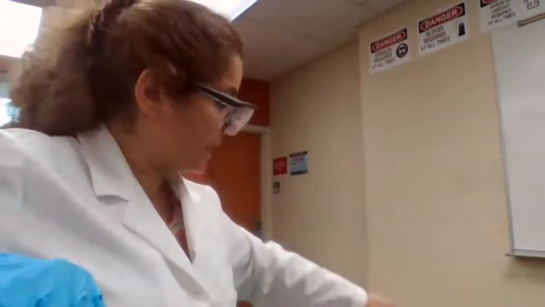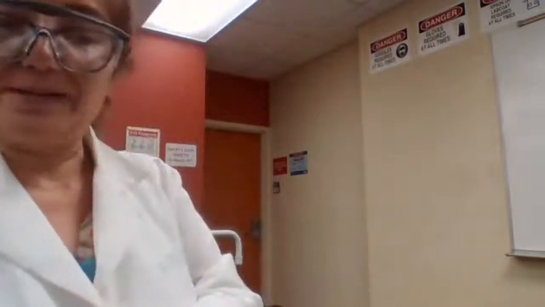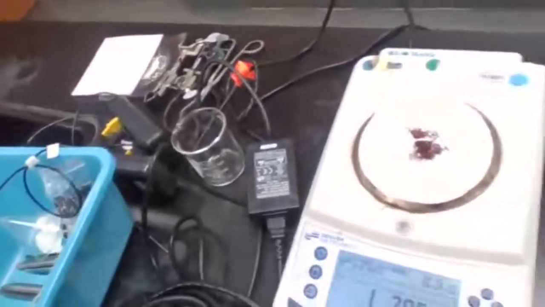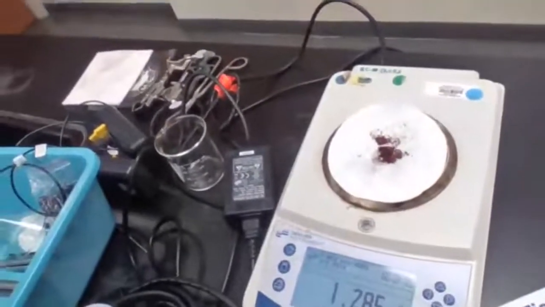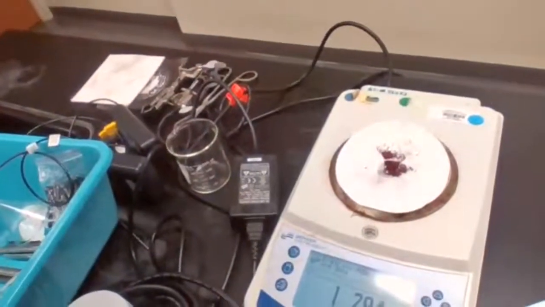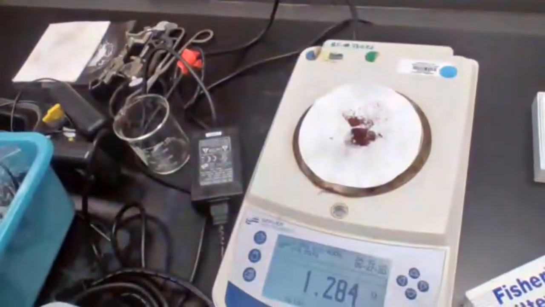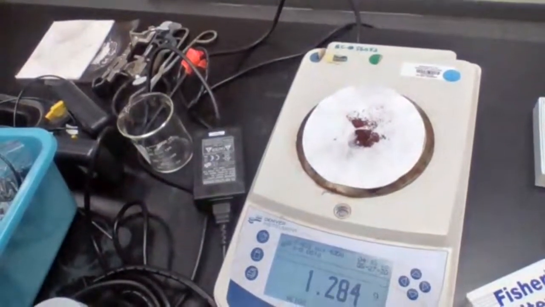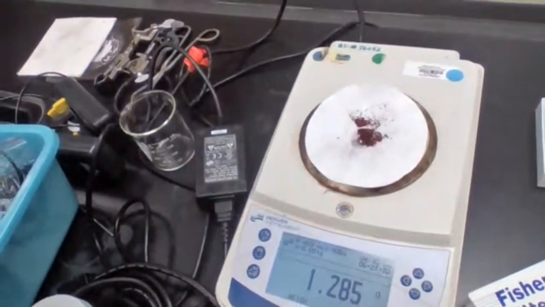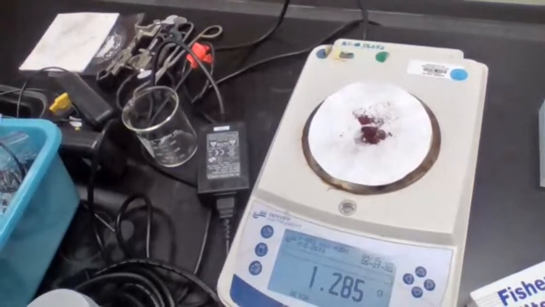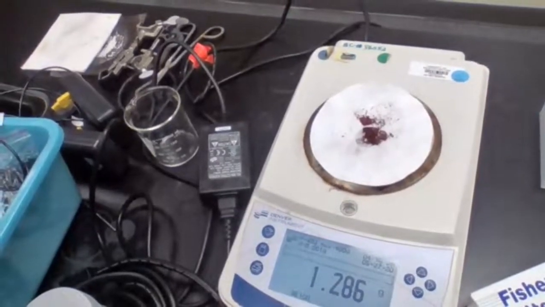You can place the filter paper with the copper on the scale and measure the mass. Let me know if you can see the number. If not, I have to read the number to you. What number do you have there? Do you see it? 1.285. Okay, 1.285.